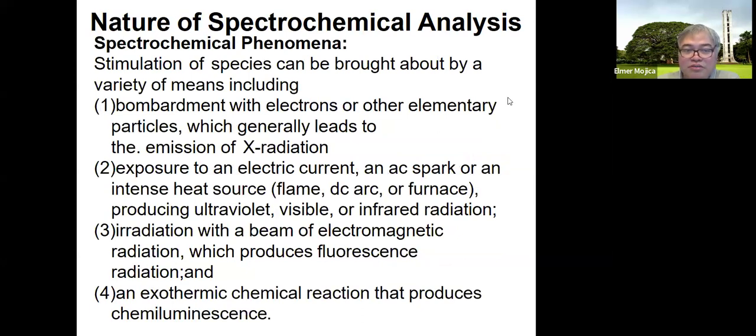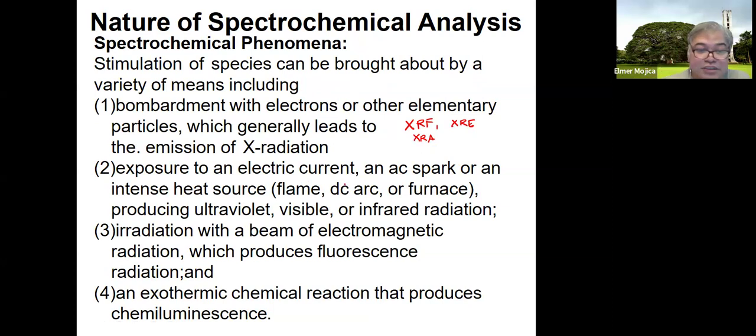Now, how about the spectrochemical phenomena? How do we do this, what we call analysis? These are just the possible spectrochemical phenomena that can happen. So we stimulate the species by a variety of means. First, the bombardment with electrons or other elementary particles, which generally leads to the emission of X radiation. So these are the ones that have what? XRF, XRD, XRA. So usually there's a bombardment of electrons.